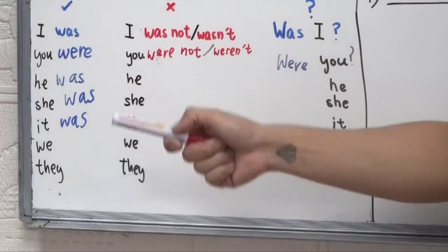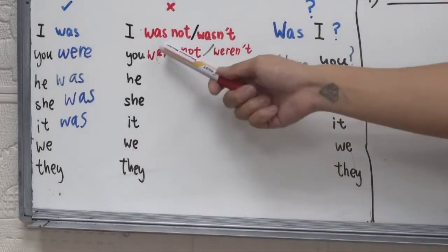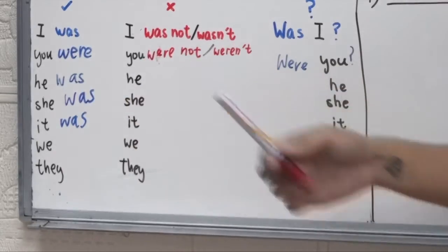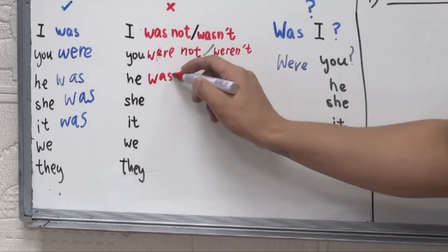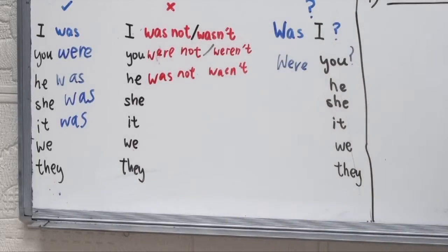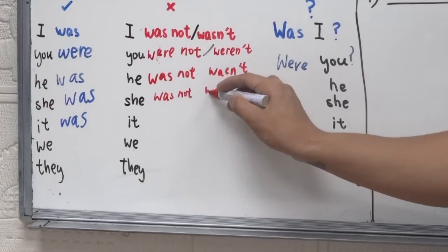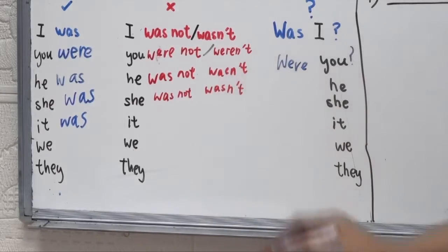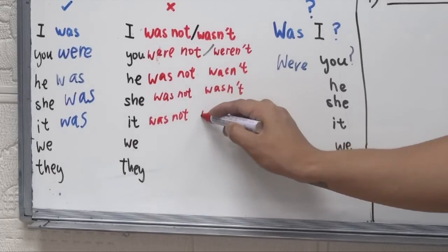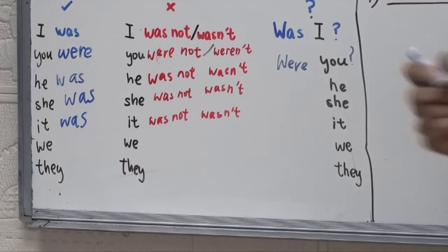And then for the negative side, the no, right? So yes, I was. Yes, you were. Yes, he was. Yes, she was. Yes, it was. What about for no? No, I was not, or no, I wasn't. No, you were not. Oh, no, you weren't. No, he was not, or wasn't. Remember, N apostrophe T. Or she was not, or she wasn't, right? Or no, it was not, or no, it wasn't. Okay? So these are the options, right, for the negative form, the no part.